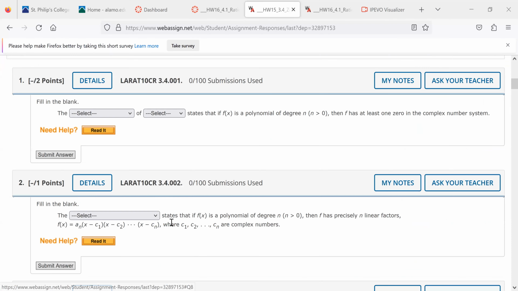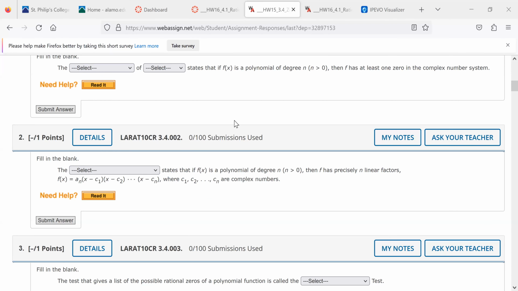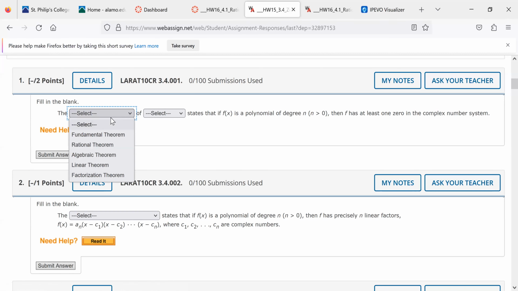So let's go ahead and start 3-4. So if a polynomial of degree n is greater than 0, so basically this is like a fundamental theorem right here. Yeah, it's the fundamental theorem of algebra, so it's like a pretty big deal.